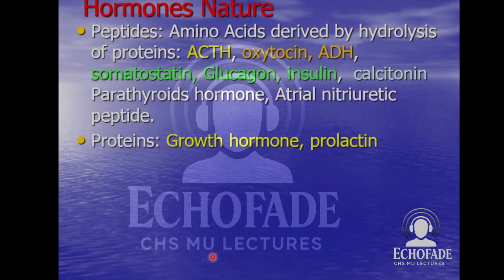The others are proteins in nature. The growth hormone is very important in growth of muscles and growth of bones. And then prolactin. Growth hormone and prolactin are both produced by the hypophysis. Prolactin is very important in the development of the mammary gland.